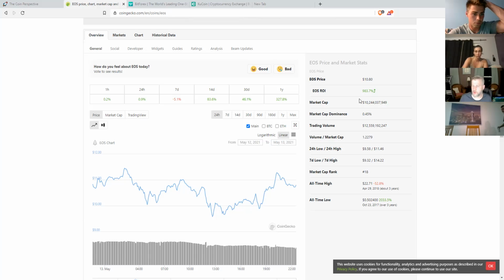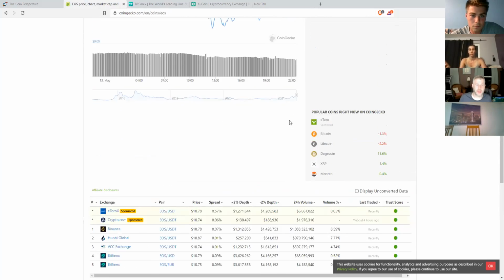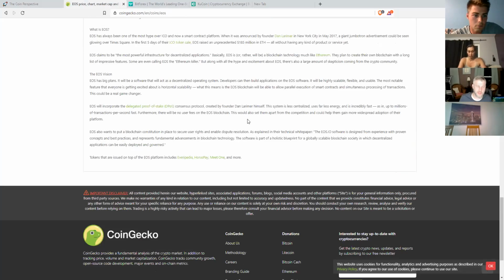So if you find a small coin, it'll give you a small market cap, or it'll tell you how many coins there are. And I like the app a lot better. I got to be honest, it's a lot easier to function around in.